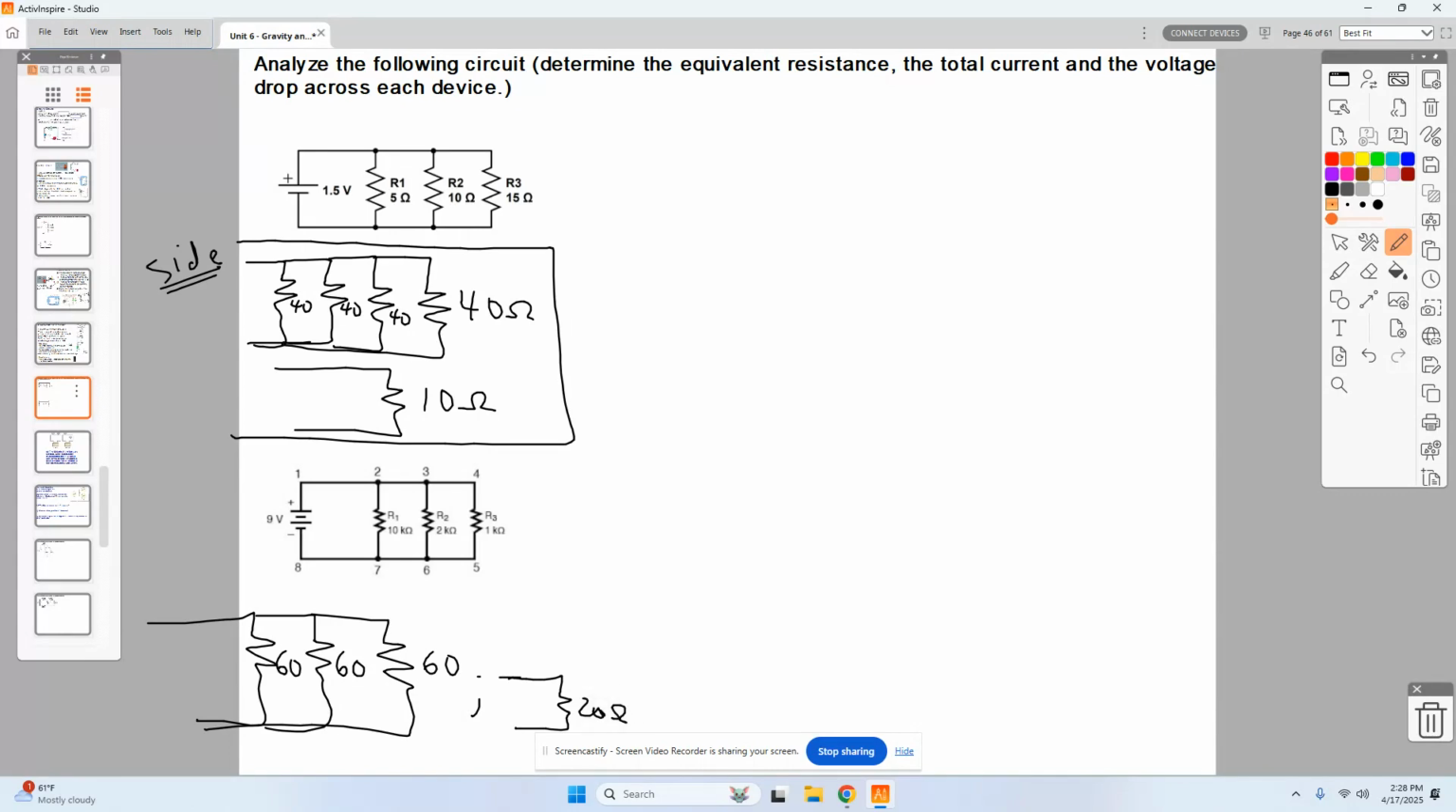And again, that equation, 1 over Req is equal to 1 over R1 plus 1 over R2 plus 1 over R3, is very simple to solve when you have identical resistors. When they're not identical, we have to do that math. But oftentimes when they're identical, we can just go through and do that fairly quickly. All right, let's go ahead and determine Req.